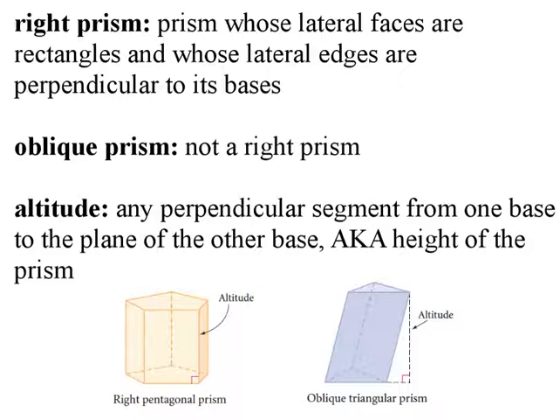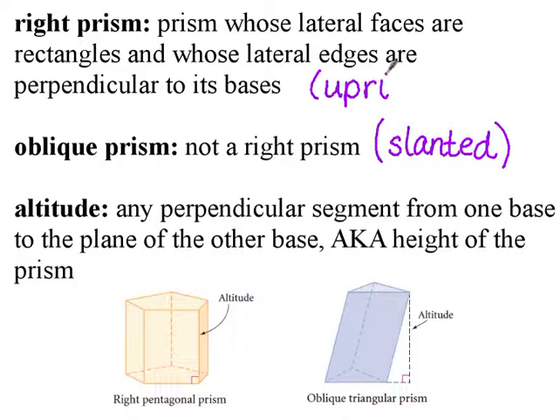So an oblique prism is not a right prism. When I think about an oblique prism, I think about one that slants. The best way to look at that is to look at an example. If you look at those examples at the bottom, you can see the difference between a right prism and an oblique prism. An oblique prism, to me, is slanted. That's the best way to think about it. It's not upright, whereas a right prism is upright.